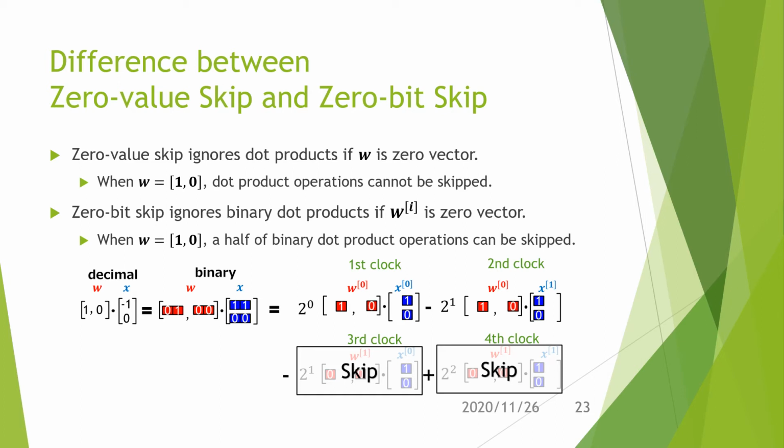Zero value skip ignores the dot product if W is a 0 vector. When W equals 1 and 0 vector, dot product operations cannot be skipped. 0-bit skip ignores binary dot products if Wi is a 0 vector. When W equals 1 and 0 vector, half of the binary dot product operations can be skipped.